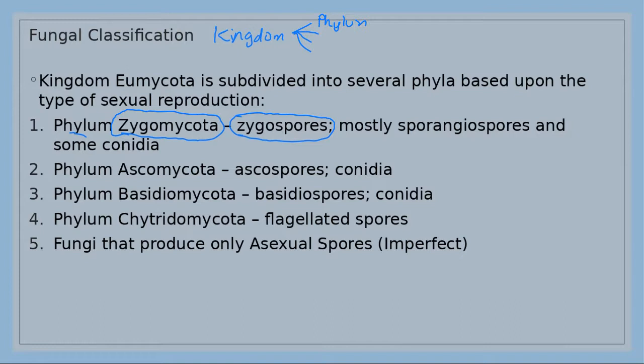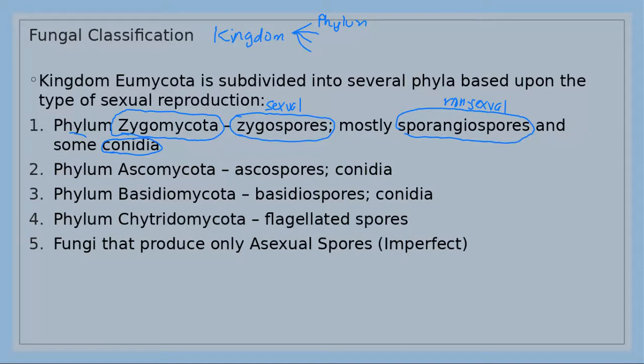And some produce conidia. So this zygospore is a sexual spore. Okay, this is a sexual spore. This is a non-sexual spore. So Zygomycota produce sexual spores called zygospores, and non-sexual spores called sporangiospores.